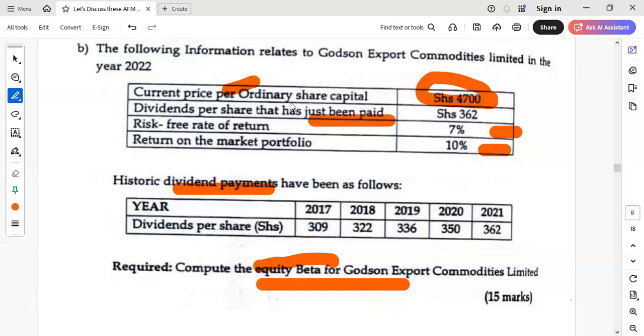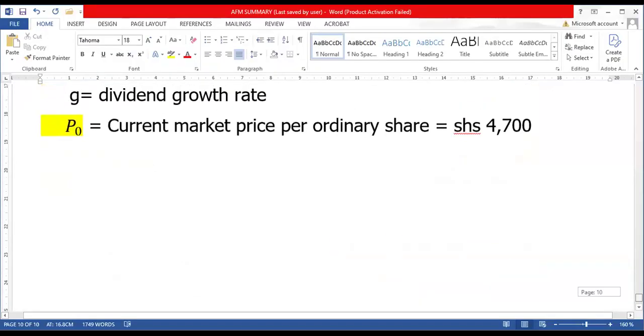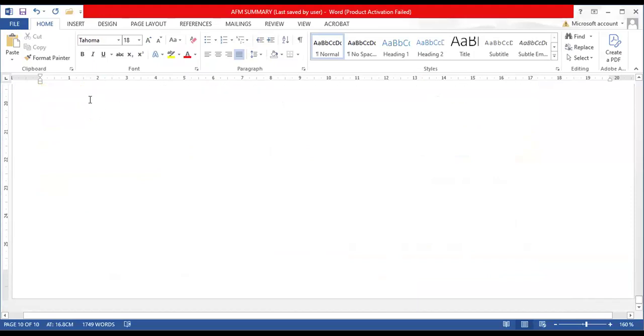How do we determine this? It's very simple. These things are not hard. They are not like the trigonometry you studied, those who did the math, or the physics you studied in O level. So how do we get the dividend growth rate, which is G? Without complicating life, just try to master this formula.